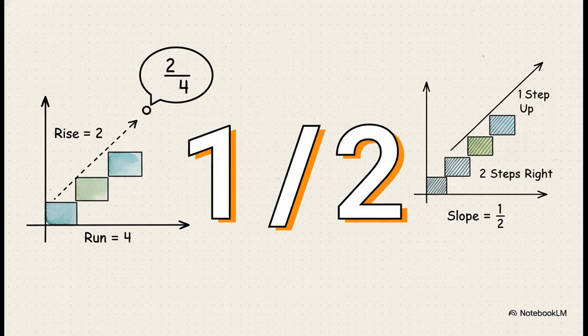Now for the easy part. We just build our fraction. Rise over run. That's 2 over 4. And of course, we always simplify our fractions. So our final slope is 1/2. What that really means is for every 1 unit this line goes up, it goes 2 units to the right. See? It's a precise recipe for steepness.